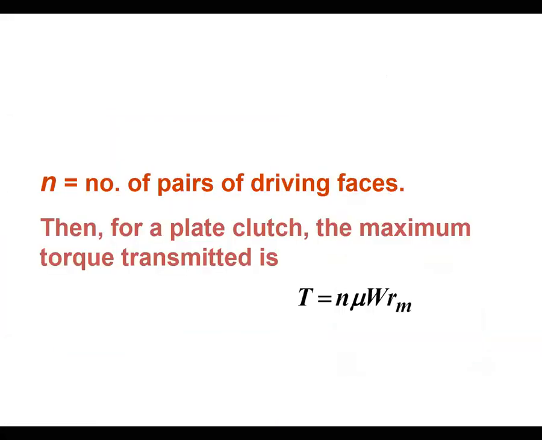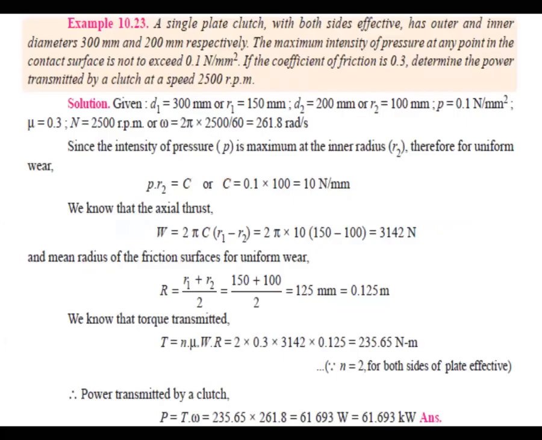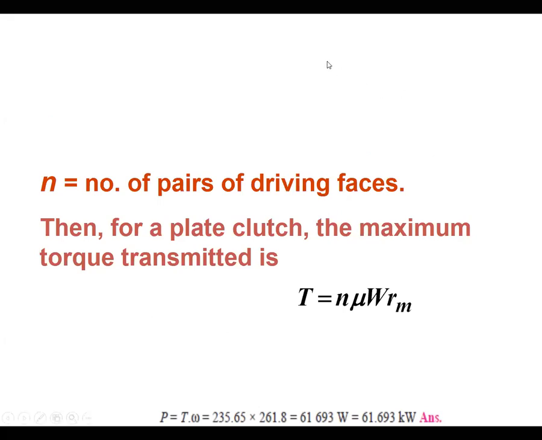Then, as we know that the number of pairs is increasing, N is indicating the number of pairs. That we also saw: mu into W into R, where R is nothing but the radius. So N is indicating the number of pairs. That's all about the single plate clutch and the multi-plate clutch.